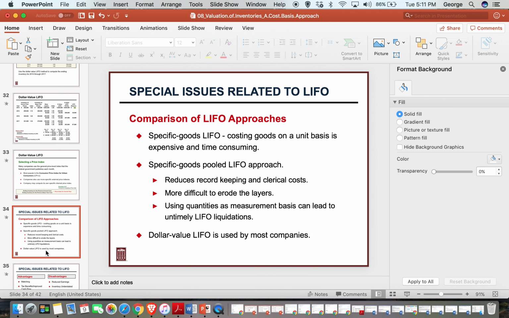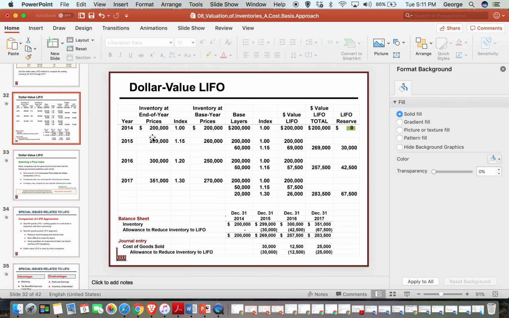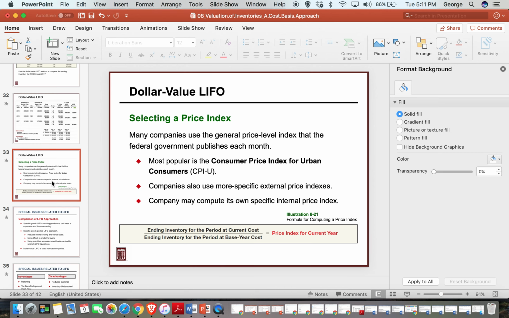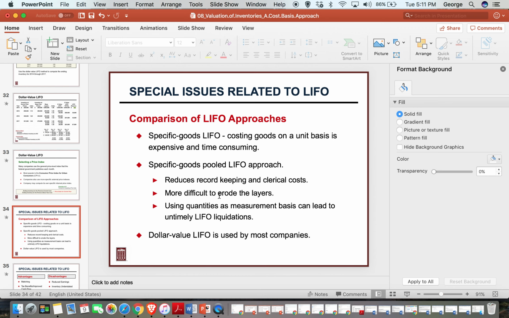Some special issues: specific LIFO costing can be expensive due to this approach. It can be expensive to get those numbers, expensive and time consuming. The specific goods pooled approach is another one that's used. This reduces record keeping and clerical work, and it's more difficult to erode the layers. Using quantities as measurement bases can lead to untimely LIFO liquidations. Dollar value LIFO is used by many companies, probably the majority.